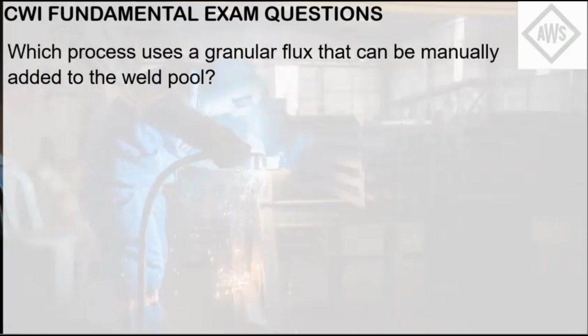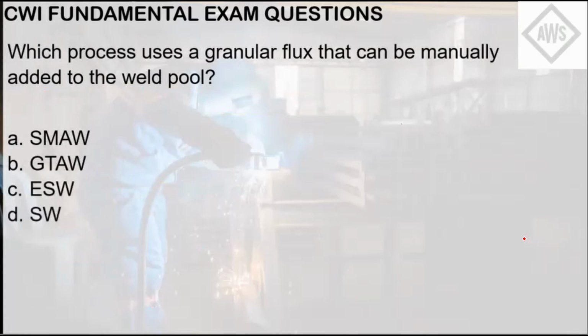Which process uses a granular flux that can be manually added to the weld pool? Letter A, SMAW, letter B, GTAW, letter C, ESW, letter D, SW, letter E, FCAW.